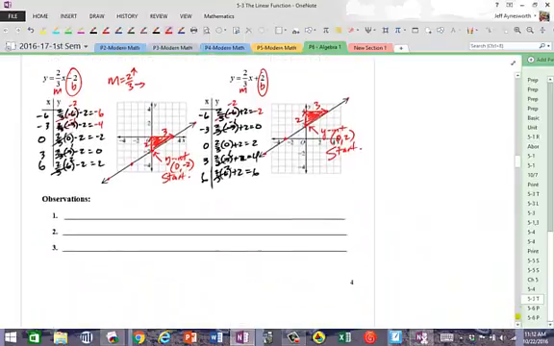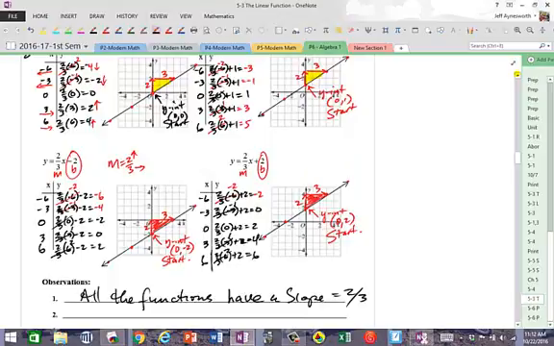So observations: all the functions have a slope of 2 thirds. Okay, that's the first observation. It should be pretty apparent here. I mean, just look at it right here. All four of them have a slope of 2 thirds. And then, secondly, the y-intercept just shifts the function either up or down, depending on whether it's positive or negative.